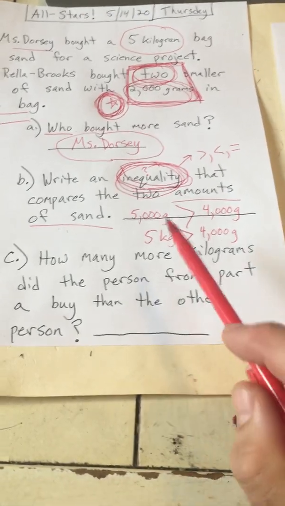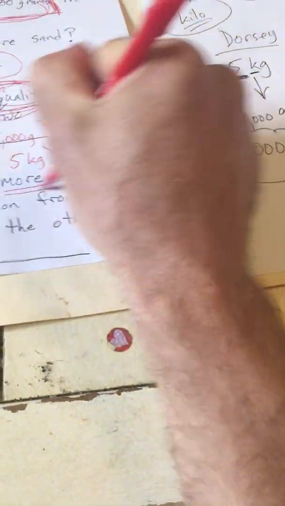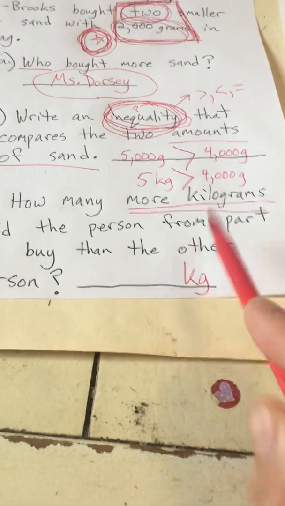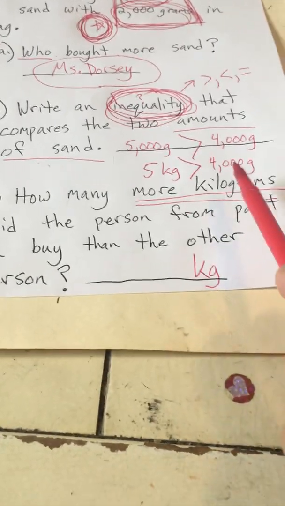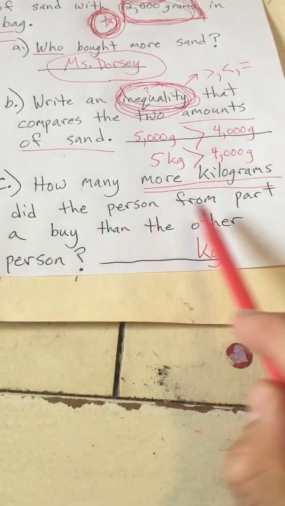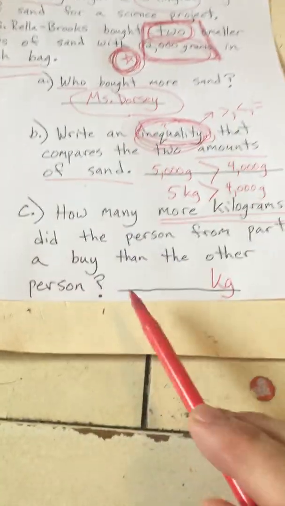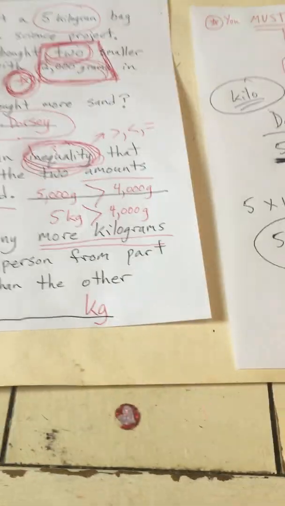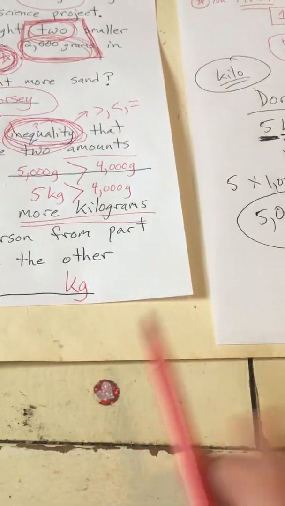Okay, part C, how many more kilograms? So before I even read any more, I'm going to write this unit right there on the line so that I don't accidentally come up with the number of grams. How many more kilograms did the person from part A, Miss Dorsey, buy than the other person, Miss Rella Brooks? So how much more? In kilograms. So that's going to be a little bit harder.